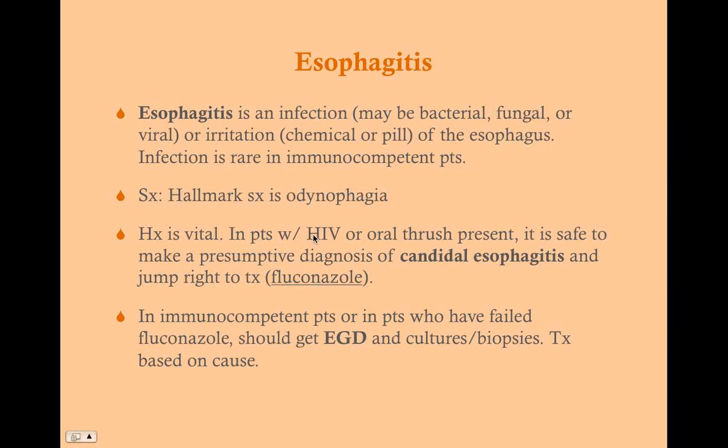So patients with HIV or oral thrush, candidoesophagitis, will get fluconazole. If it's a patient that doesn't respond to fluconazole or they're immunocompetent or they don't have oral thrush, then you're going to get an EGD. You're going to get cultures and biopsies, whatever you need, and you're going to treat based on the cause.